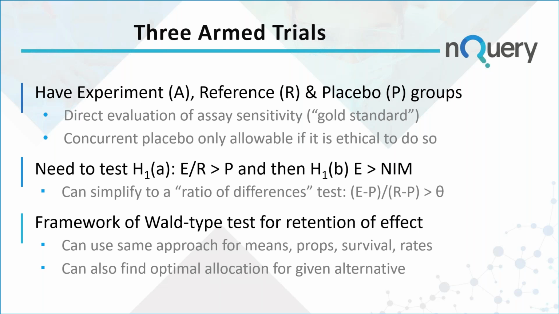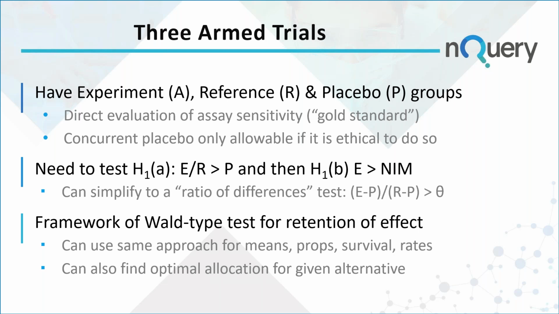And in this case, instead of testing a single non-inferiority hypothesis, really you're comparing two hypotheses, which is first that you want to prove that either the experiment or the reference arm are superior to placebo. Usually the reference arm is what you're comparing to placebo. And only if that is significant would you then test, is the experiment no worse than the reference, or no worse than a non-inferiority margin, or NIM in this case.